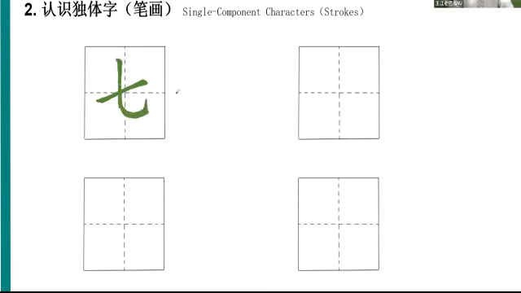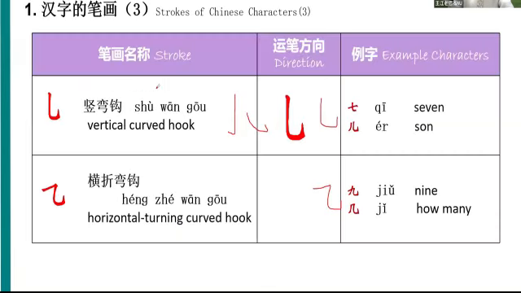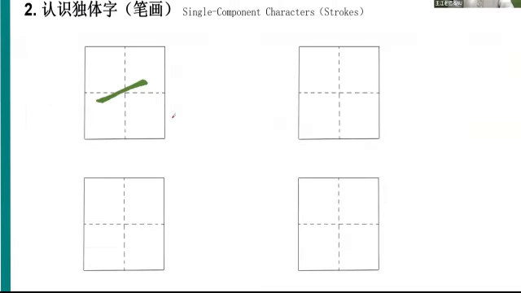Okay, so in this Chinese character, there is the stroke we have just learned: vertical turning curved hook. Okay, horizontal, vertical curved hook. Please write after the PPT. Horizontal, vertical curved hook. So what's this? 七, it means 7. Okay, so have you got it? Let's write this Chinese character together.